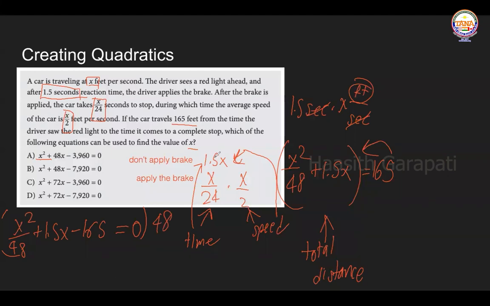And if you multiply the whole thing by 48, you end up with x squared plus 72x minus, what is negative 165 times 48? Okay, this is going to be negative 7,920, which is equal to 0. Therefore, D is going to be the correct answer.